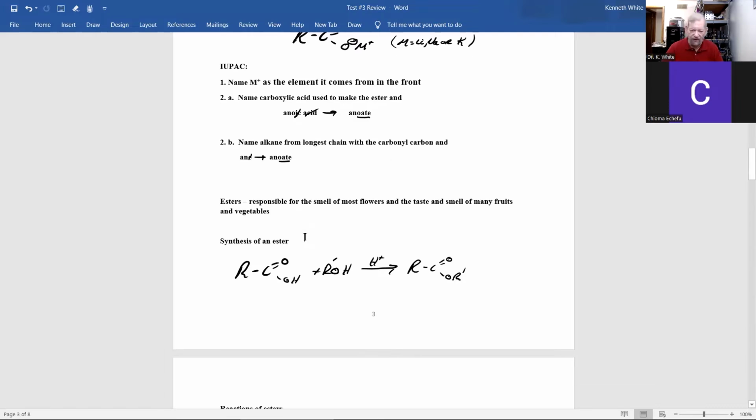Now you should know, esters are responsible for the smell of many flowers, or most flowers, and the taste and smell of many fruits and vegetables. If you smell and taste a banana, you're tasting and smelling an ester.